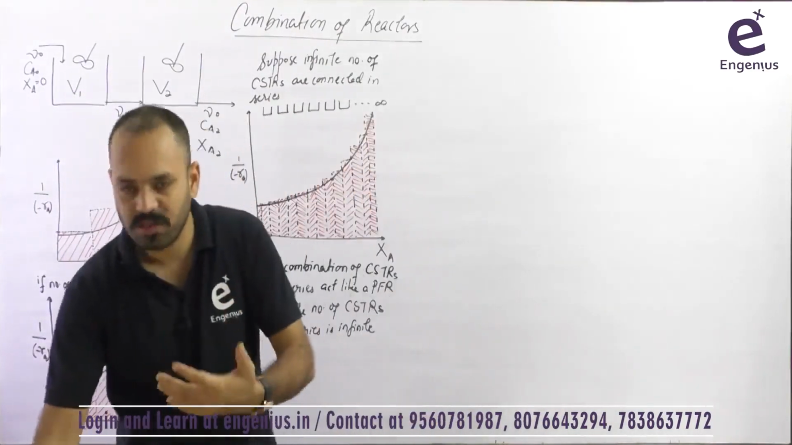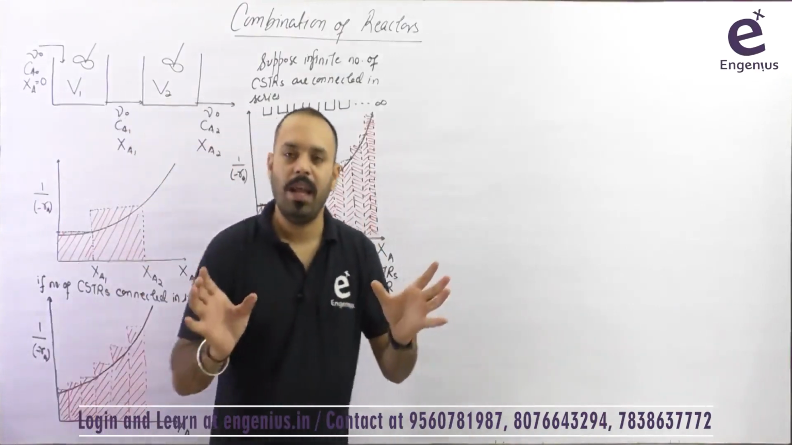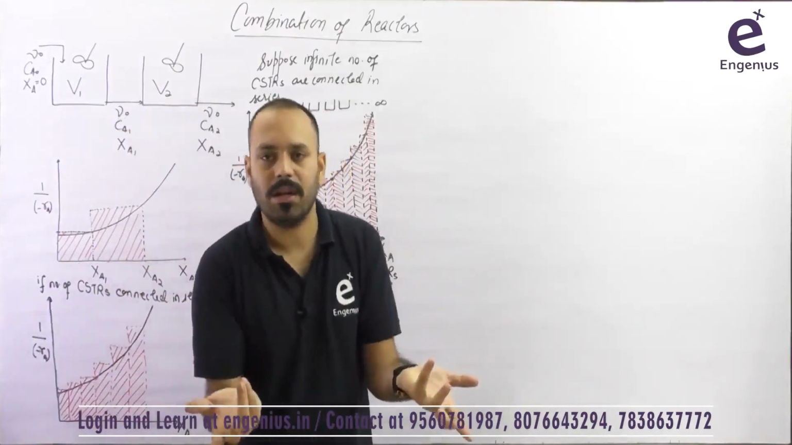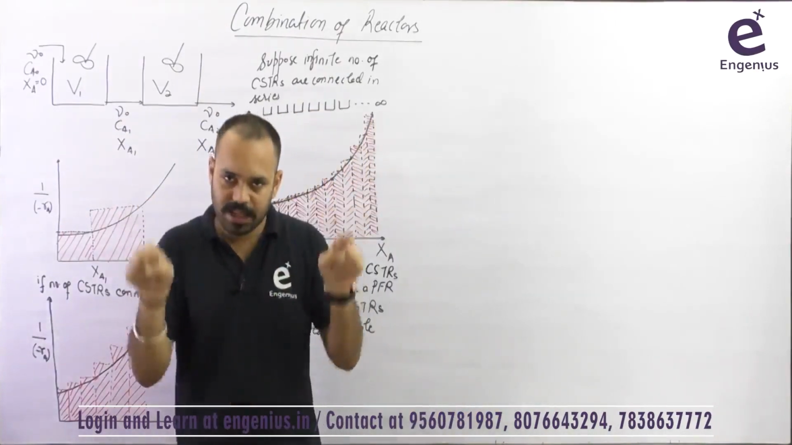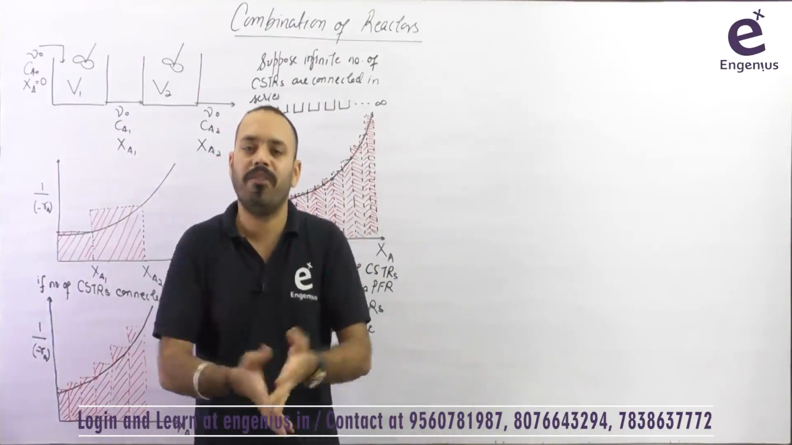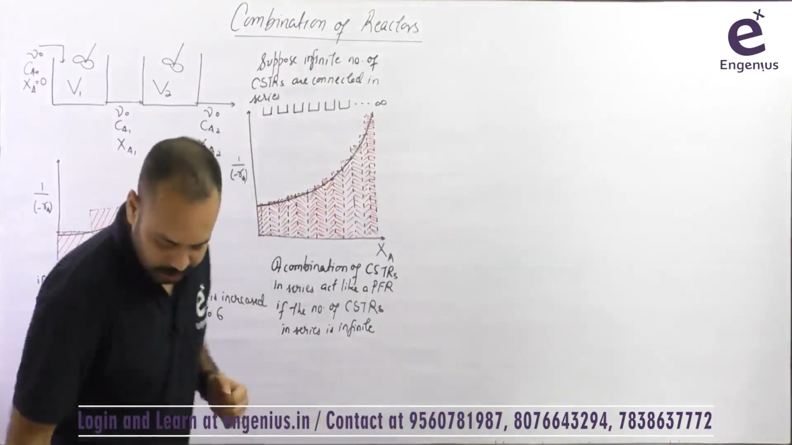If you combine 2 CSTRs in series, then still the individual CSTR is behaving like a CSTR. There's nothing different happening in the reactor. But the entire system of 2 CSTRs is now behaving more like a PFR. Okay, let us write these points.